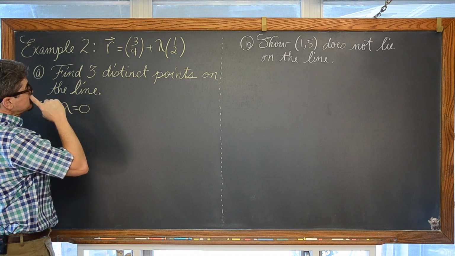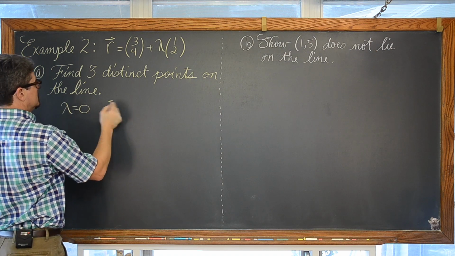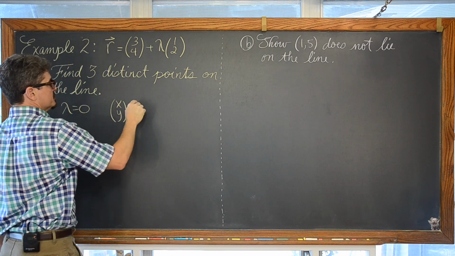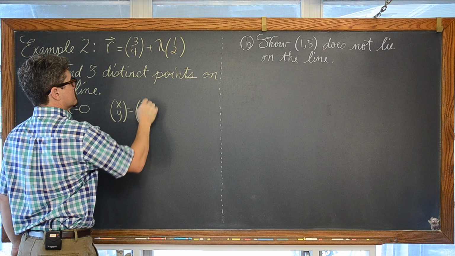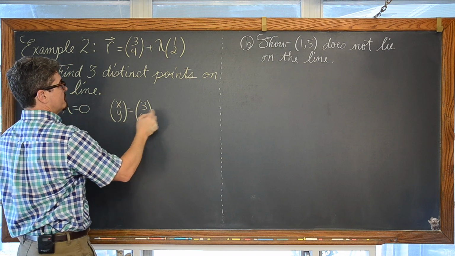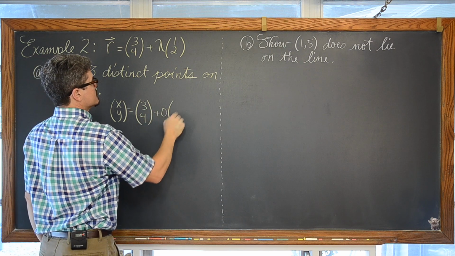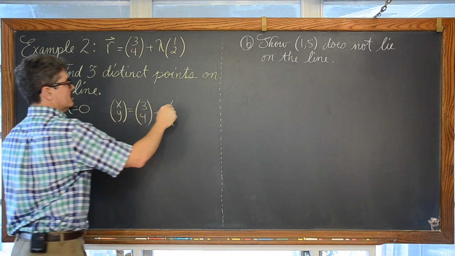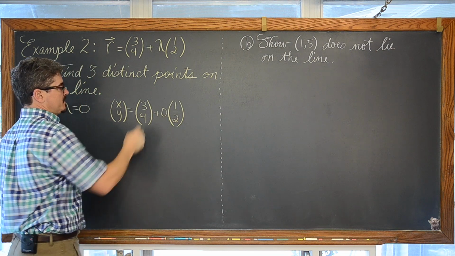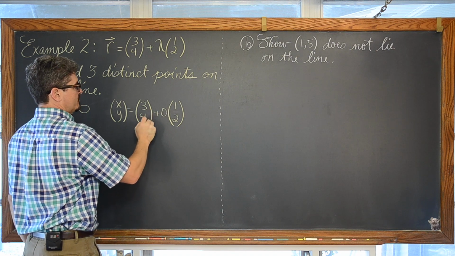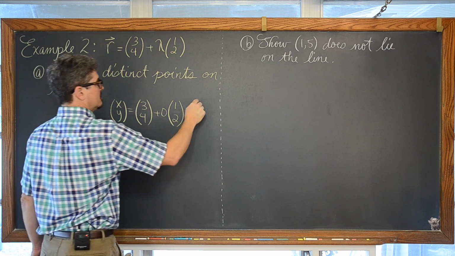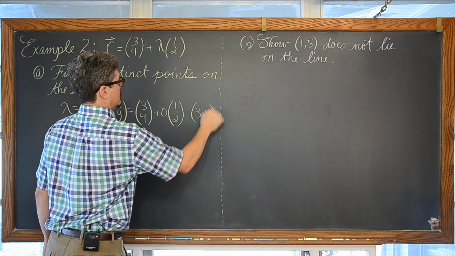We can say, let lambda equal 0. Well, that's going to be, I'm not going to do this vector notation for the two distinct points, but some point xy on the line is equal to 3, 4 plus 0 times, because lambda is set to be 0, times 1, 2. And that is going to be simply 3 plus 0 and 4 plus 0 times 2, which is also 0. Our coordinate is going to be just simply 3, 4.